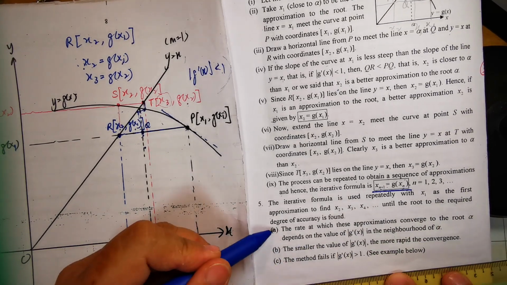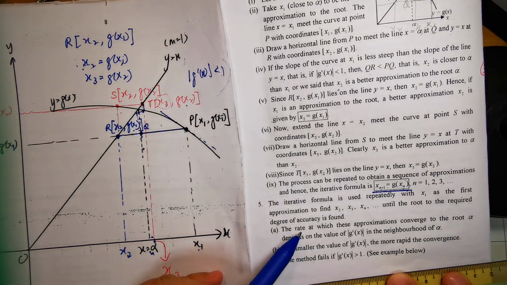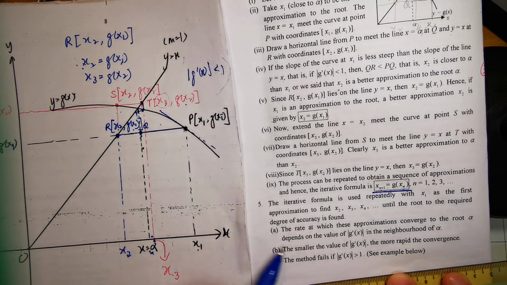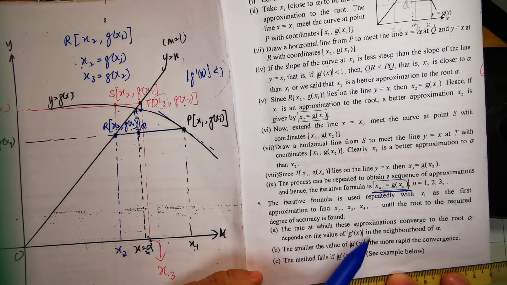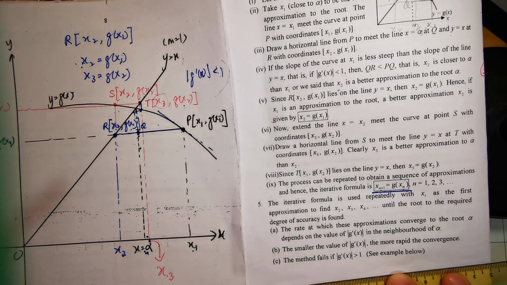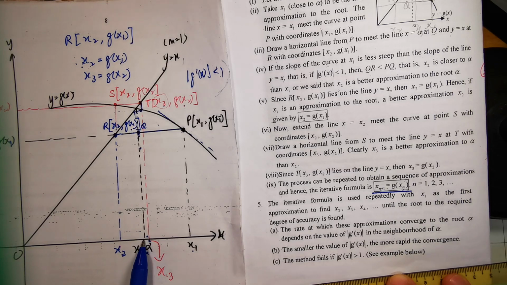But we have to be careful of these three conditions. Also important. Number one, the rate at which this approximation converges to the root alpha depends on the value of g prime x in the neighborhood of alpha. Means how fast it can approach closer and closer. Like the example that we showed is quite fast. At first, x1 is quite far from the alpha. Second already very close. And the third one, closer and closer.